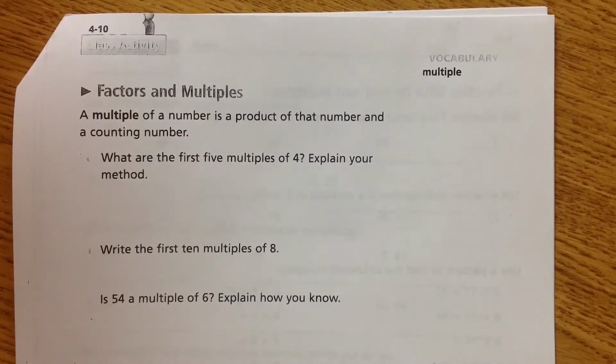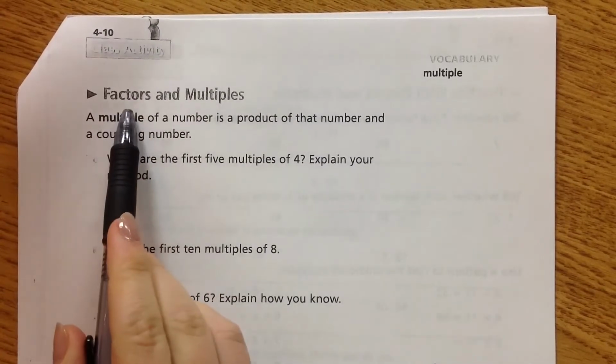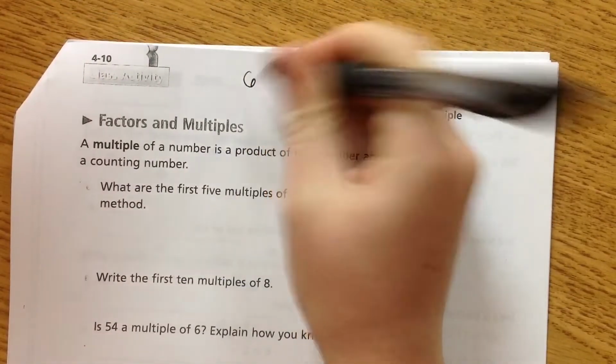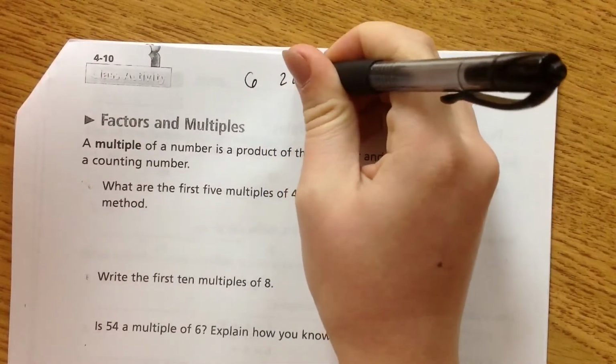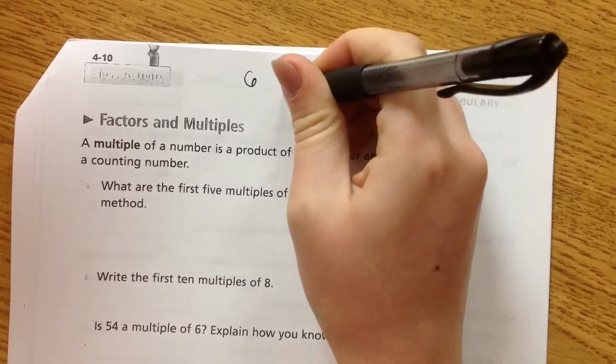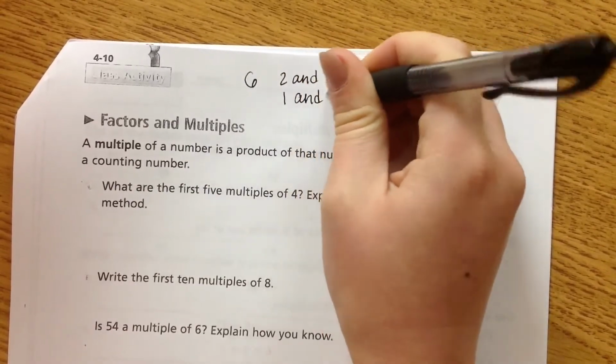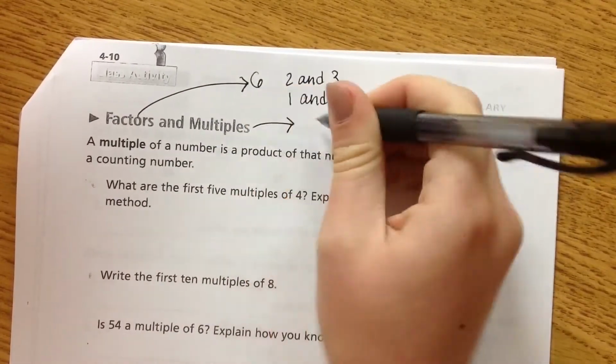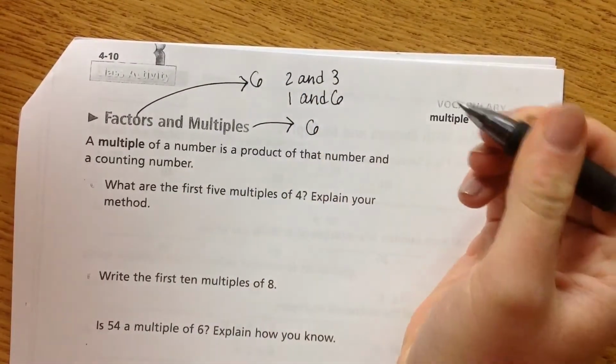Alright, for math, we've already talked about factors of numbers. Remember that factors of 6 are 2 and 3, and 1 and 6. Those are your factors of 6. But what about a multiple of 6?